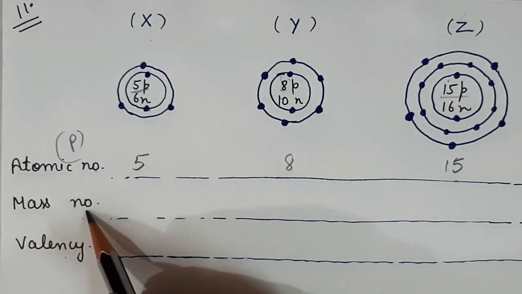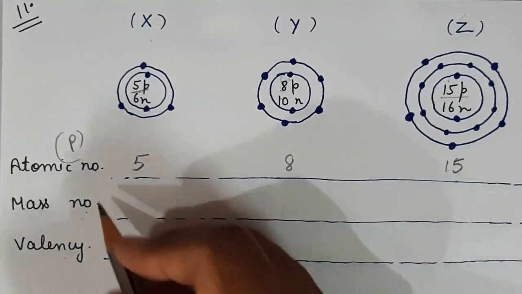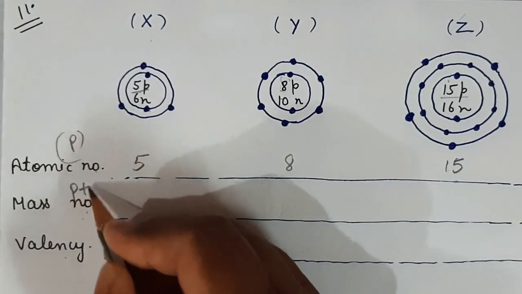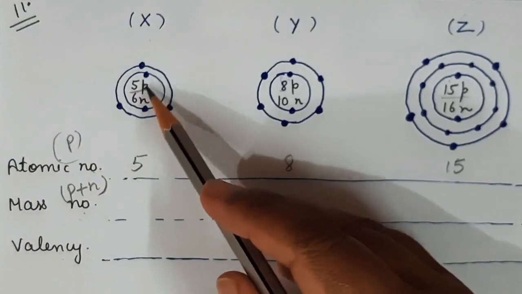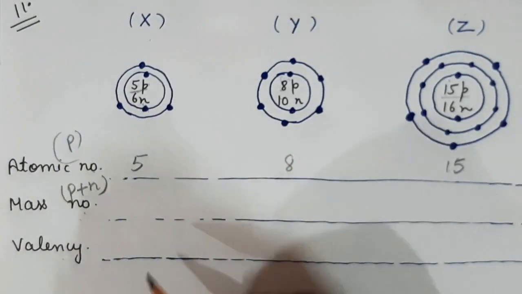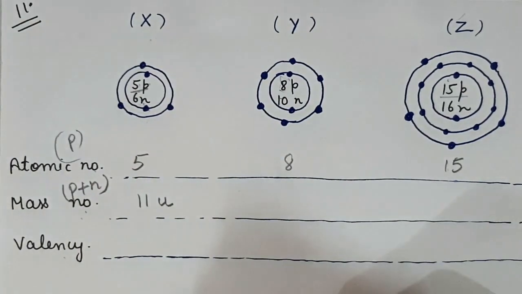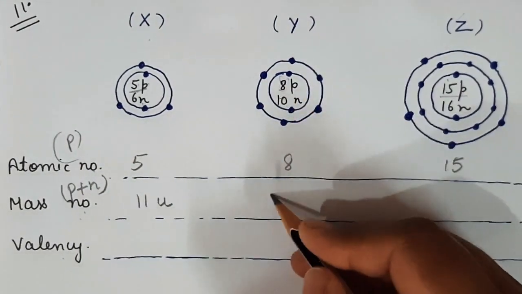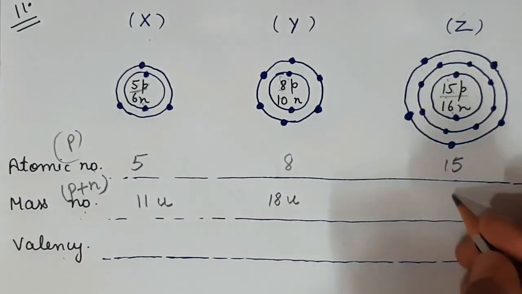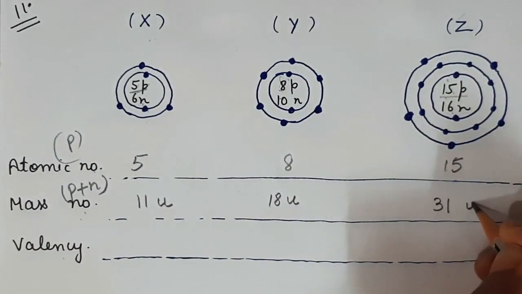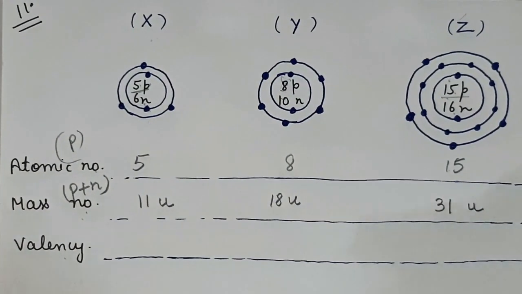Second is mass number. What is the formula to calculate the mass number? It is proton plus neutron. So proton plus neutron: 5 plus 6, 11 u. Mass number 11 u. 8 plus 10, 18 u. 15 plus 16, 31 u. Okay, mass number is protons plus neutrons.